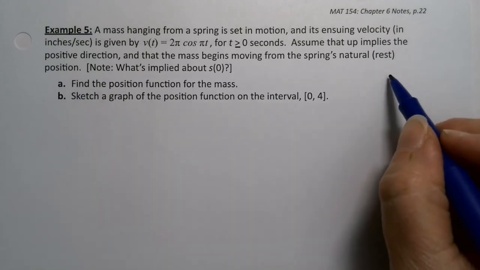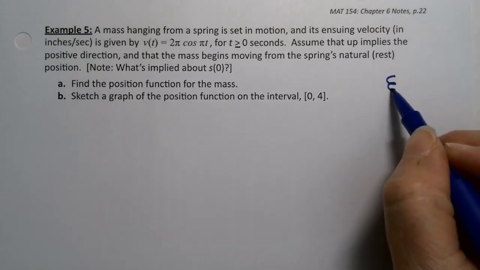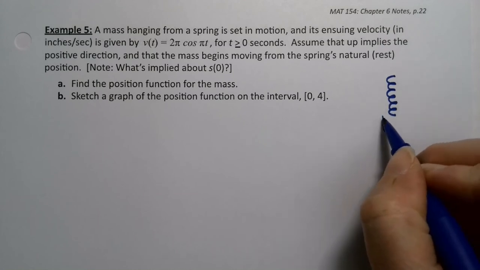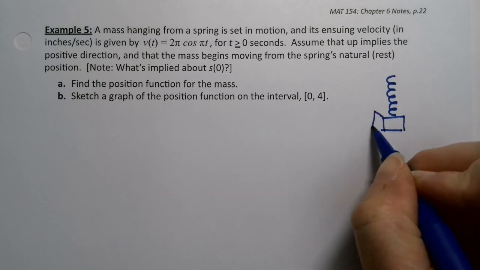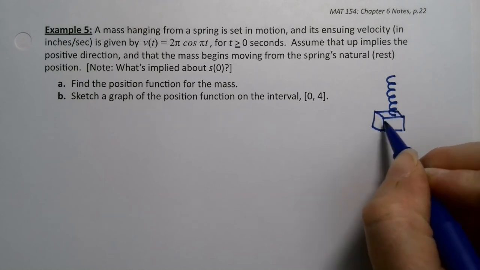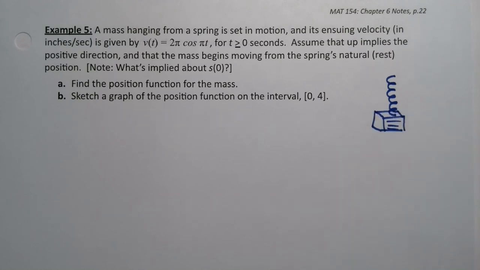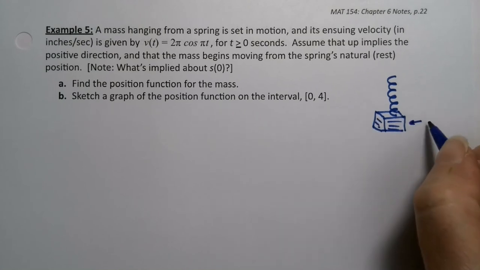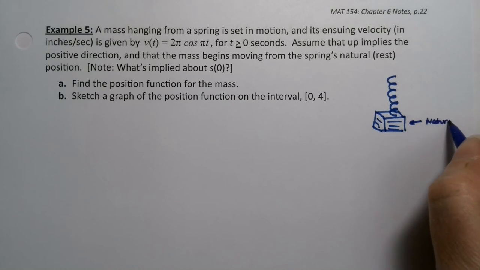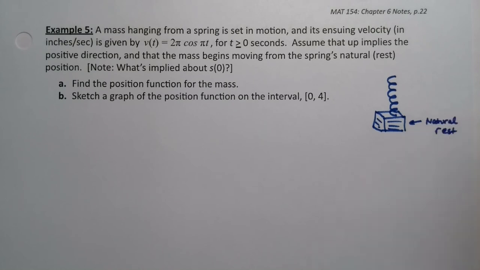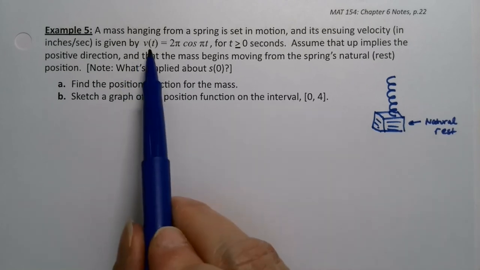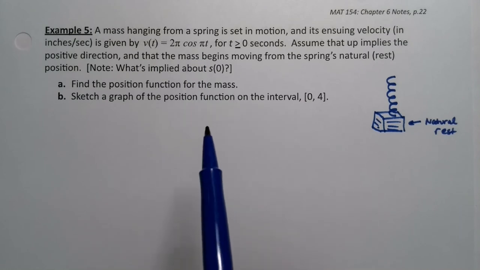Okay, so just so we all are clear, you have a spring and you have a mass sitting right at the bottom of that spring. And that mass is sitting there and it has a natural resting position. So this is the natural rest. If you just aren't touching it and it's not bouncing, it's just going to stay there. And then it has a velocity equal to 2 pi cosine of pi t.